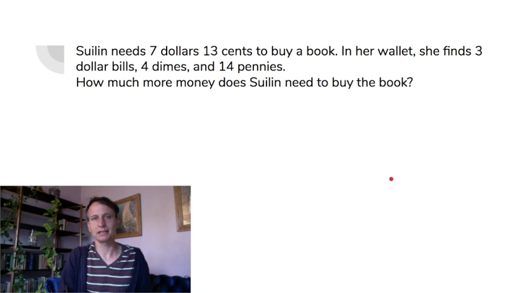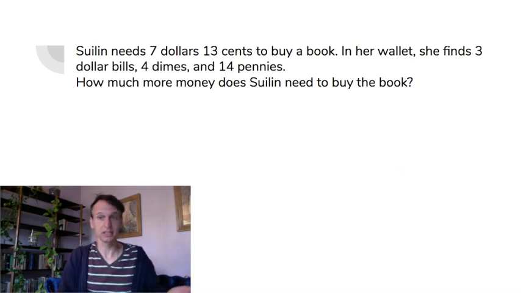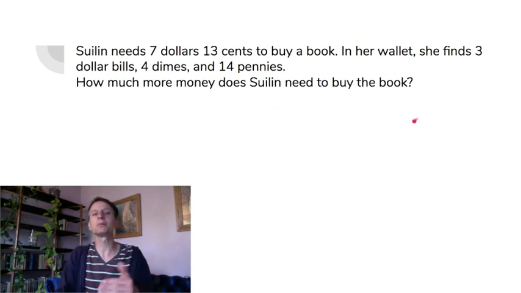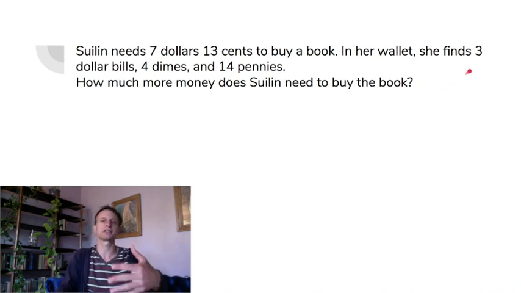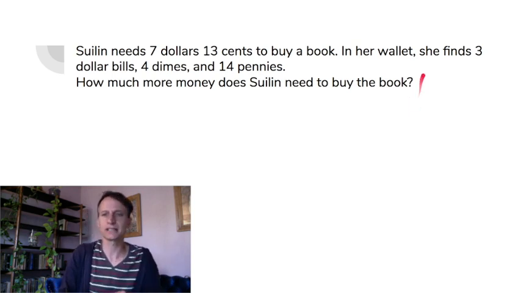Sulin needs $7.13 to buy a book. In her wallet, surprisingly, she finds $3, 4 dimes, and 14 pennies. How much more money does Sulin need to buy the book? So we know she doesn't have enough. In fact, at a glance, she only has $3 bills and some change that clearly don't amount to $1, so we know she doesn't have enough. All right, so let's look at this one.